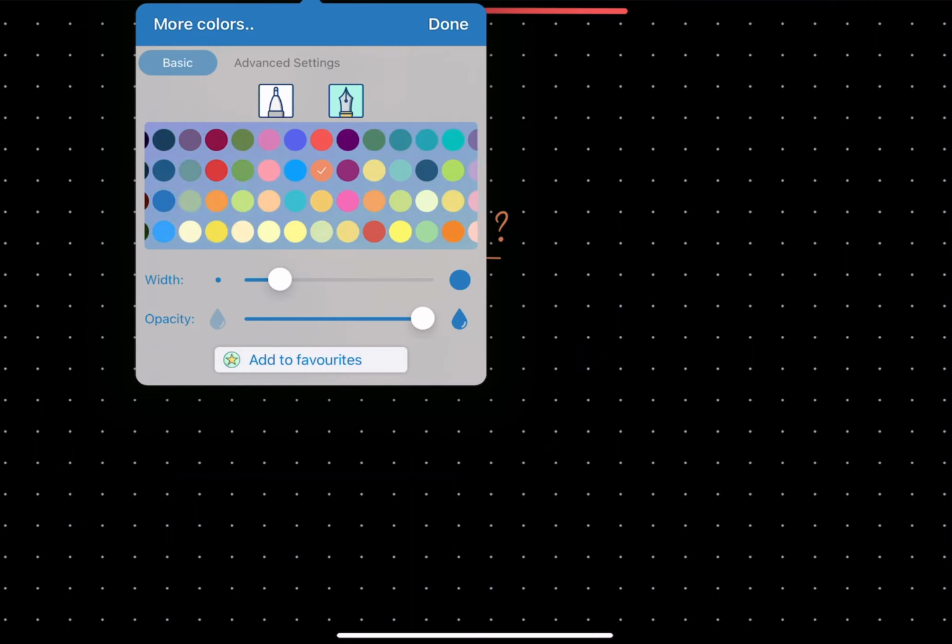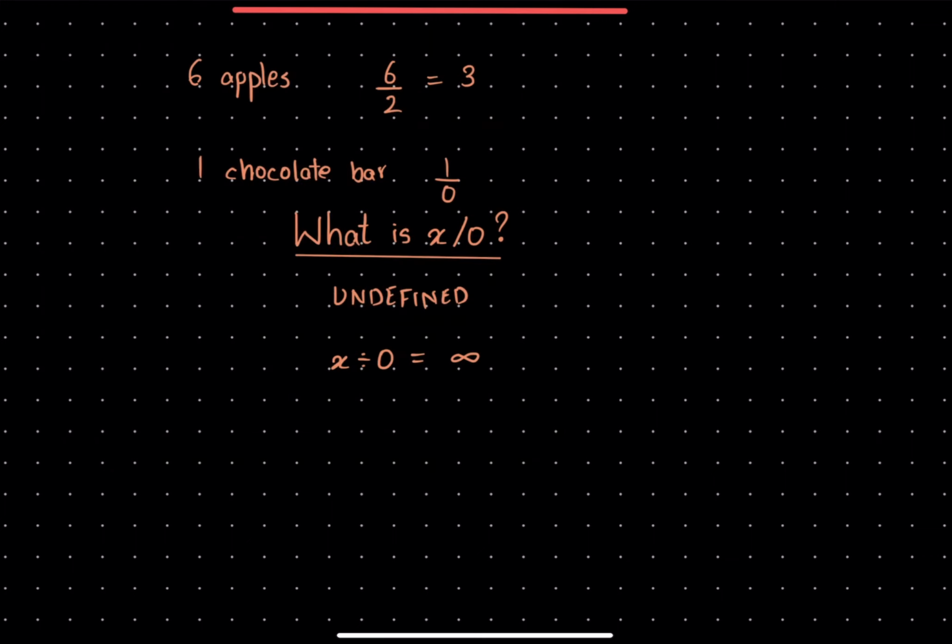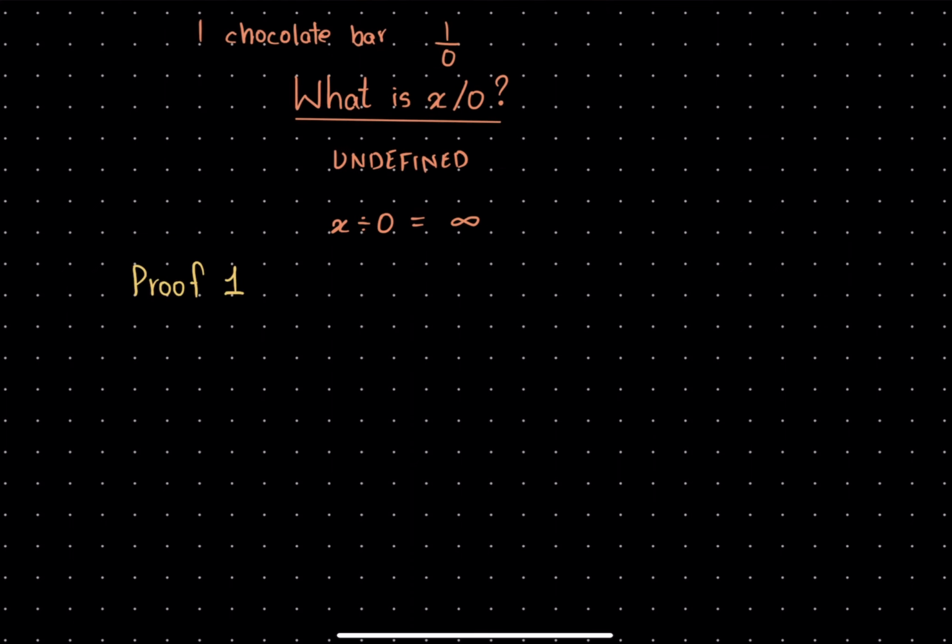And we're going to be talking about how this would make sense. So there are 2 ways of saying that x divided by 0 gives us infinity. So proof 1: we know that multiplication is, obviously, repeated addition. Because if we are multiplying a number by something, we're adding that number that many times. So 2 times 3 is the same thing as 2 plus 2 plus 2.